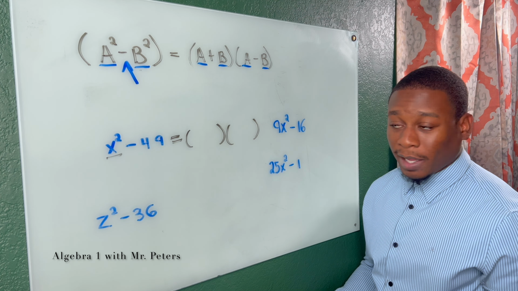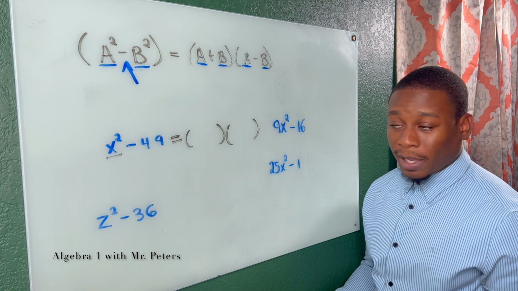Now problem number two is the same exact thing. Now they just switch the variable to z squared, but z squared, its square root is just z. Square root of 36 is 6. We alternate the signs, minus, positive, doesn't matter the order, as long as they are opposite. And this would be the answer.